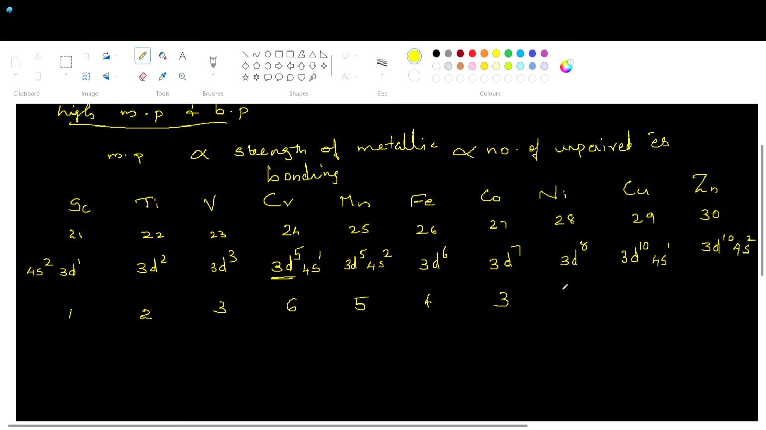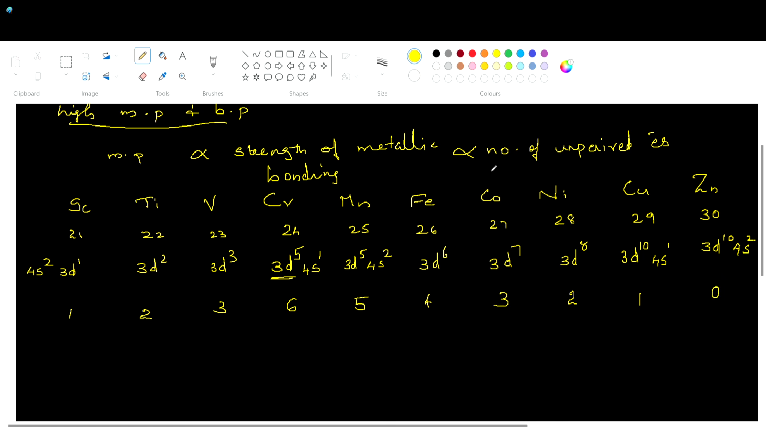Nickel, because pairing started, the added electrons start pairing. So 3d8 means only 2 unpaired electrons. For copper, 1 unpaired electron is present not in 3d but in the 4s atomic orbital. Zinc contains fully filled 3d and 4s configuration, means no unpaired electrons.